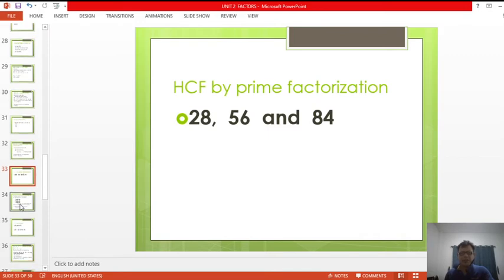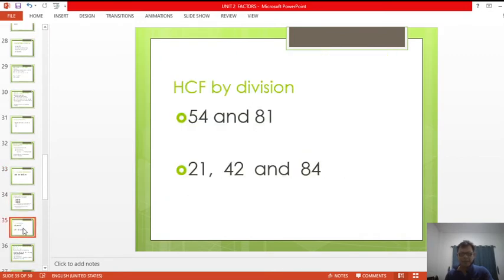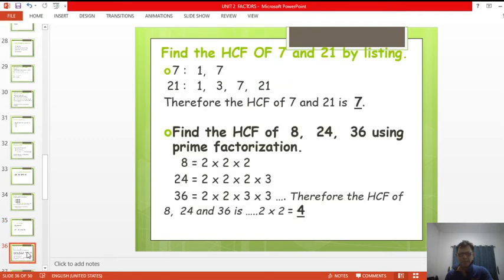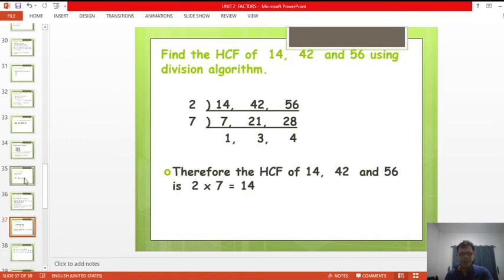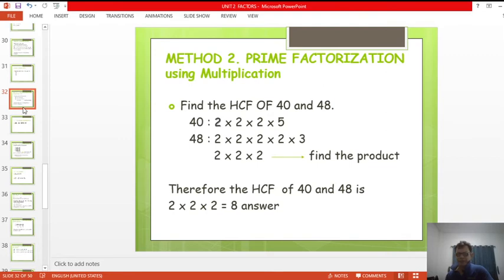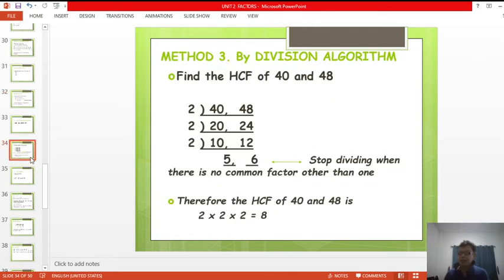Let me see whether I have some other examples here. Okay, so let's move on first. So that's method number 2. The method 3 is by division. Okay, so that's method 3. Again, here, think of prime numbers.